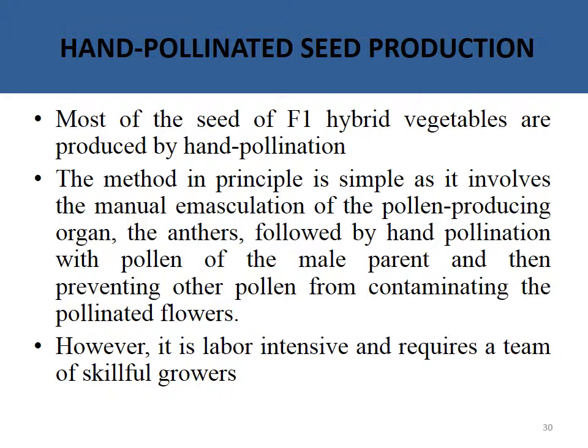Hand-pollinated seed production. Most of the seeds of F1 hybrid vegetables are produced by hand pollination. The method in principle is simple, as it involves the manual emasculation of the pollen producing organs, the anthers, followed by hand pollination with pollen of the male parent, and then preventing other pollen from contaminating the pollinated flowers. However, it is labor intensive and requires a team of skillful growers.